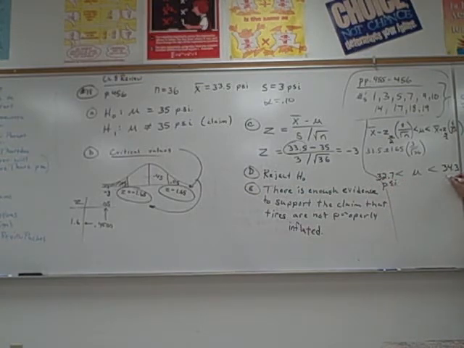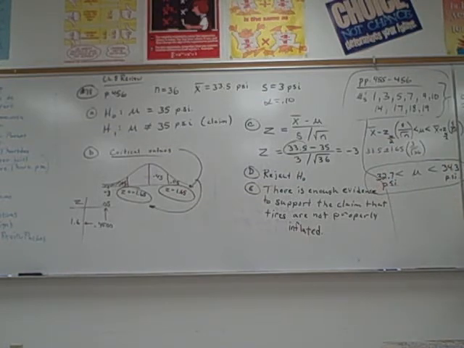This is a 90% confidence interval. So what that means is we are 90% confident that the true average amount, the true tire pressure, is somewhere between 32.7 and 34.3 pounds per square inch. We're 90% confident of that.